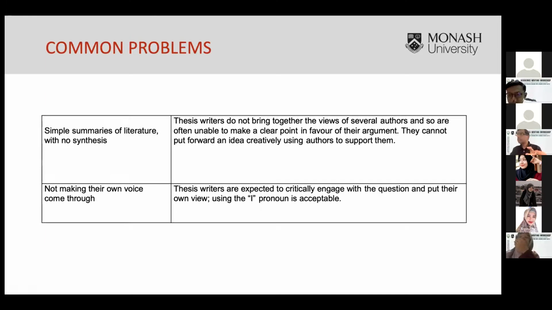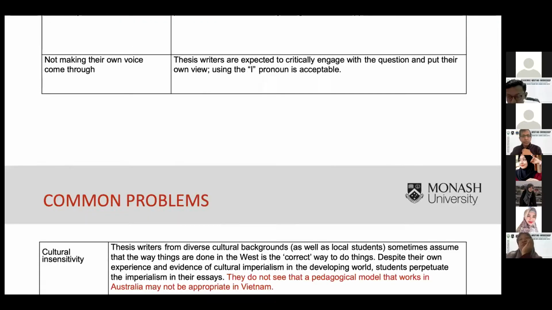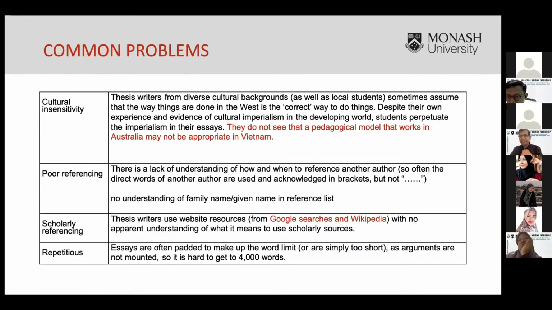And there's one more after that. And then we have this: cultural insensitivity, poor scholarly referencing, and repetitions. Okay. Now, in the next 2 slides, these were examples of the most common types of mistakes.